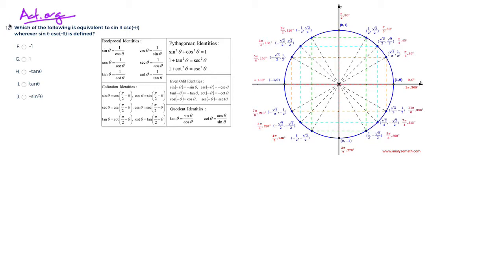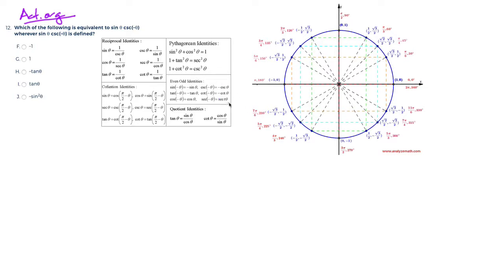Woohoo! Last question in ACT.org's fifth set of math questions, which is their last set anyway. So, last question of ACT.org. Which of the following is equivalent to the sine of theta cosecant of negative theta? So, they're multiplying these two times each other, wherever sine times cosecant of negative theta is defined.